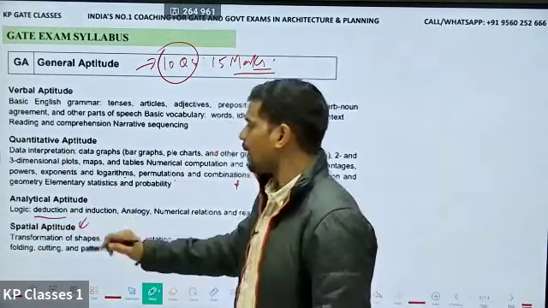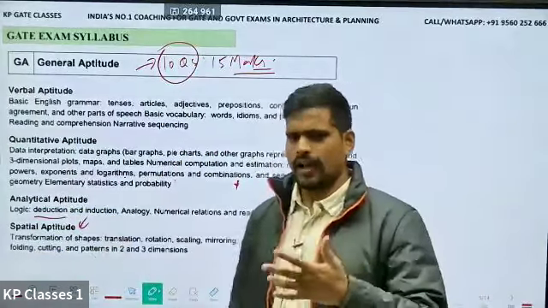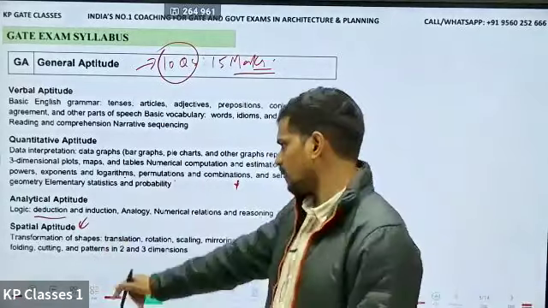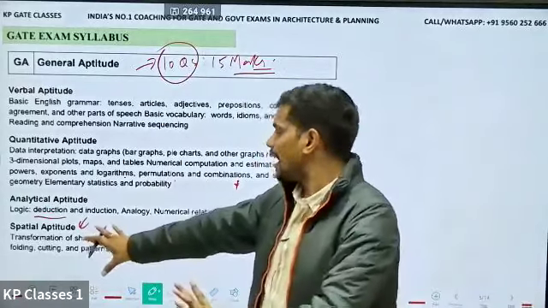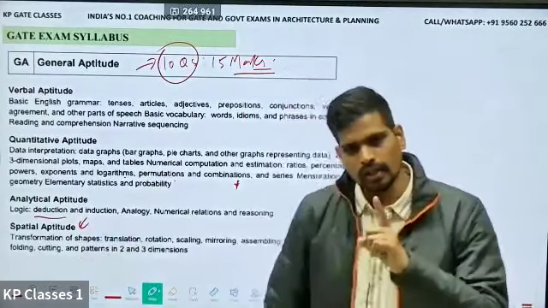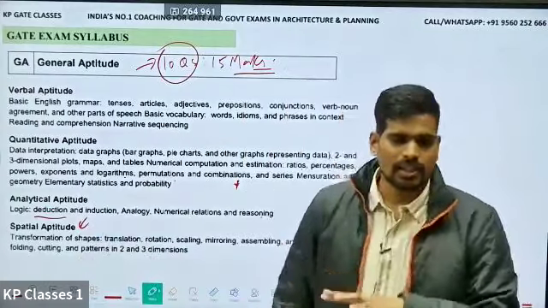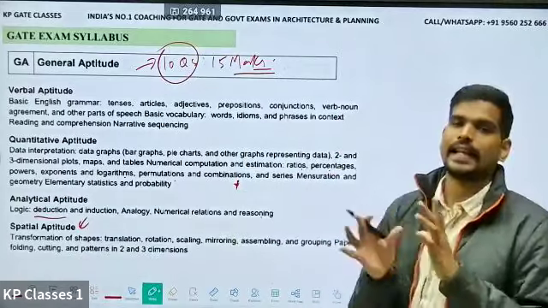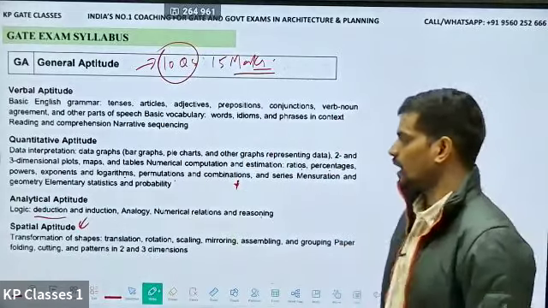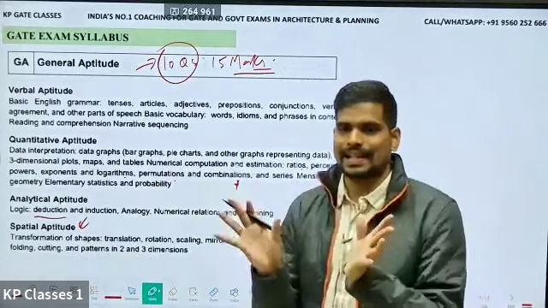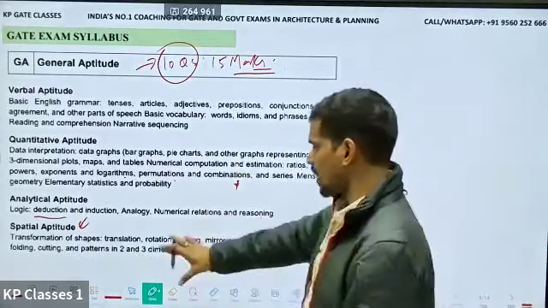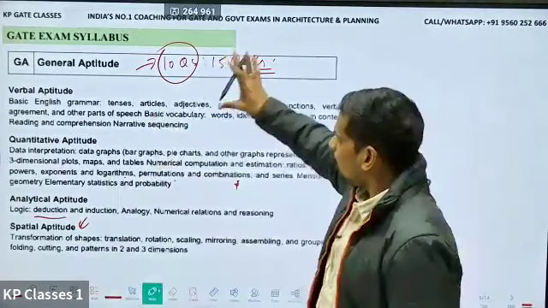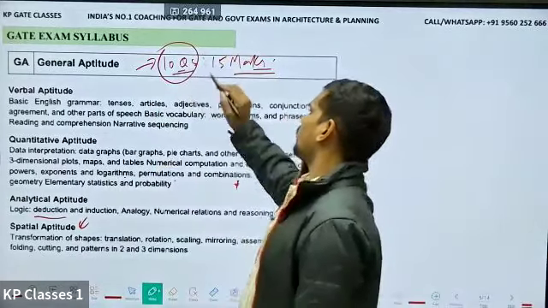Then finally you have spatial aptitude, and I assume because architects are from a creative background, generally architects do very well in the spatial aptitude. Here you have basic mirror images, water images, transformation of shape, translation, rotation, scaling, mirroring. Those topics are asked in the spatial aptitude, which are more of diagrammatic reasoning. Figure-based questions are asked in this part. So all these included, you will have 10 questions for 15 marks.